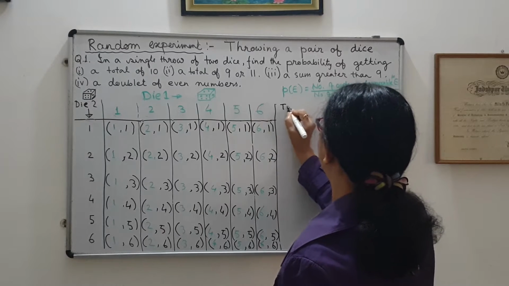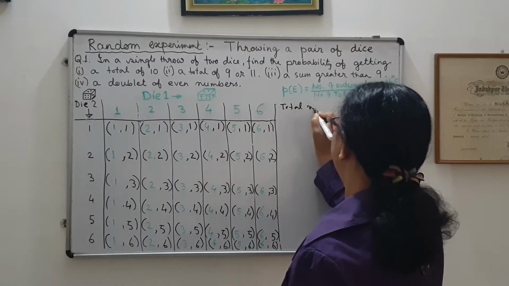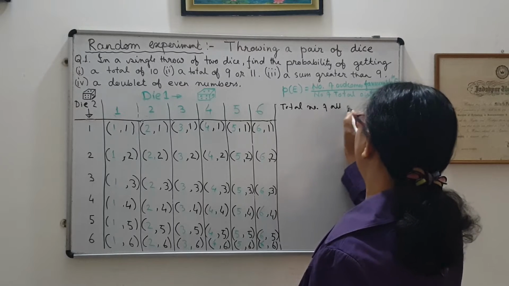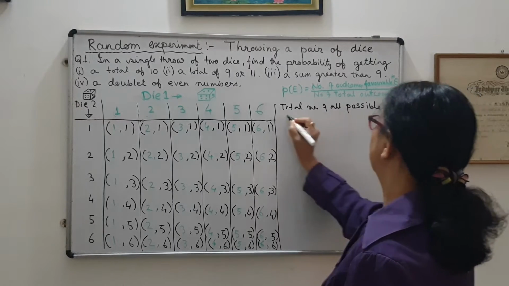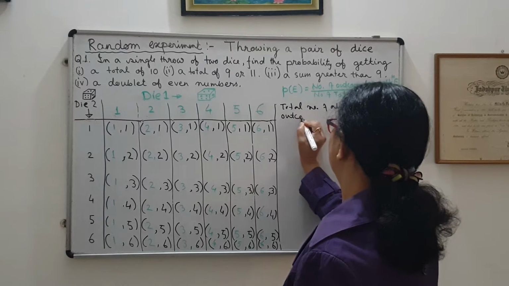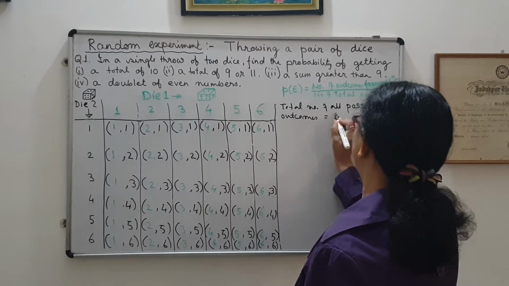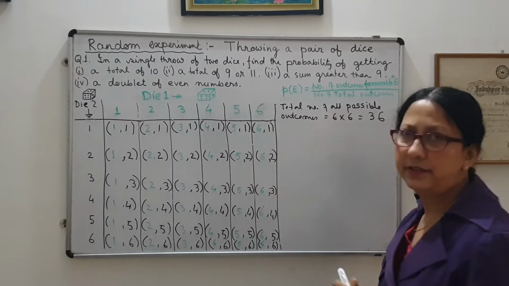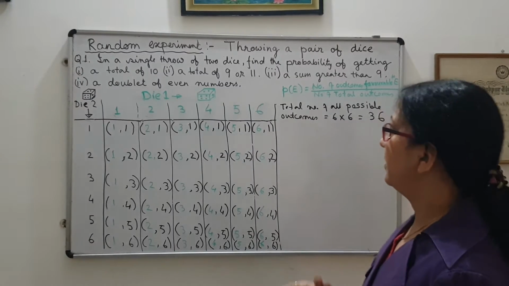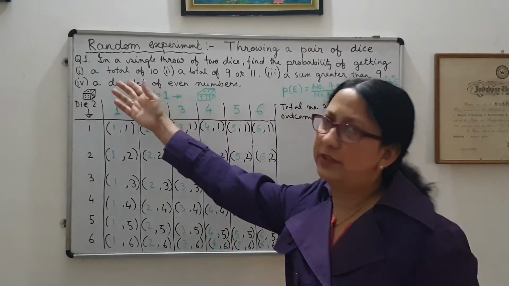Okay, the total number of all possible outcomes is equal to 6 columns into 6 rows, that is 36, that we found. Okay, now we are in a position to find out the probability of all the 4 events.